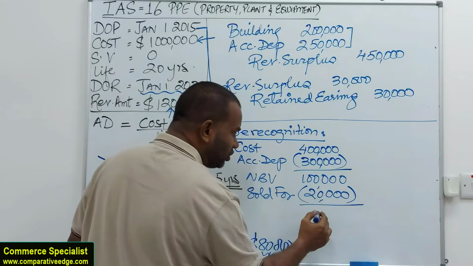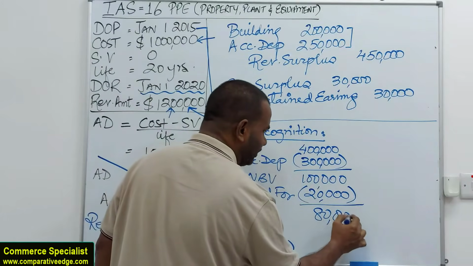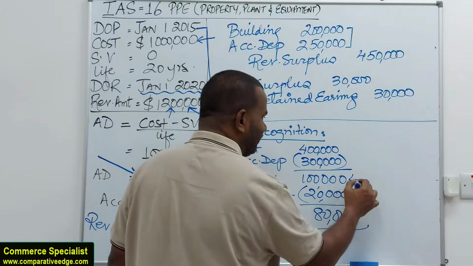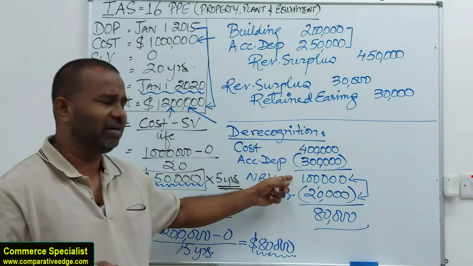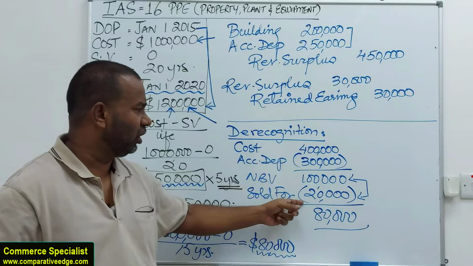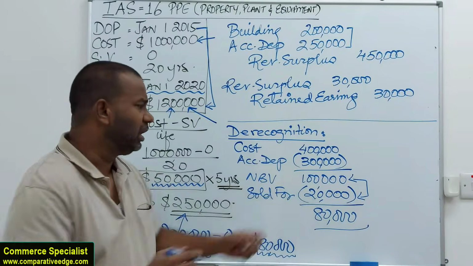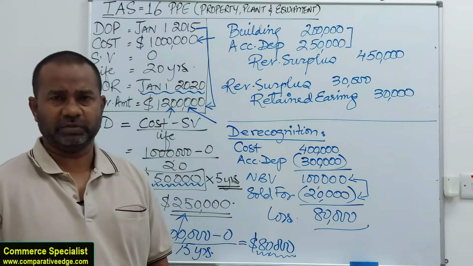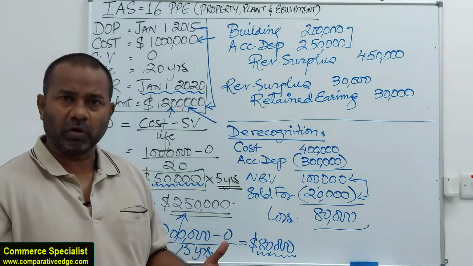So how much is the difference? 80,000. Now you can compare these two figures. If the value of the asset was 100,000, it has been disposed of, your sale proceeds are 20,000. Obviously you are making a loss on disposal. So how is it recorded?